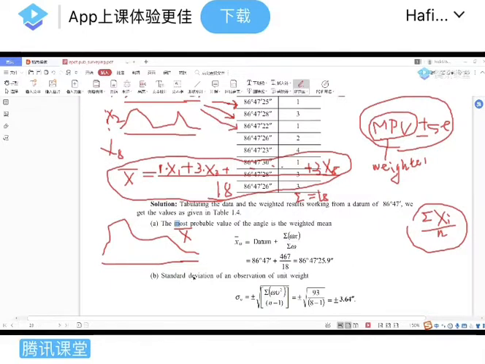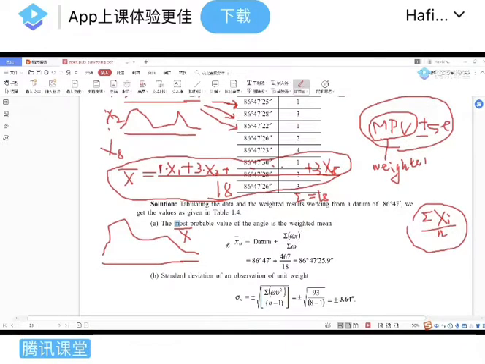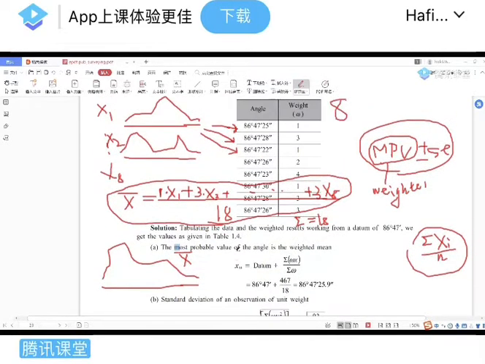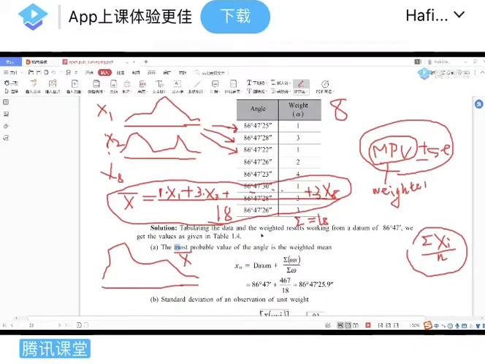So how are you going to get the weighted mean? The weighted mean is just all the numbers, the first number, the second number. So this will become the realization of this.